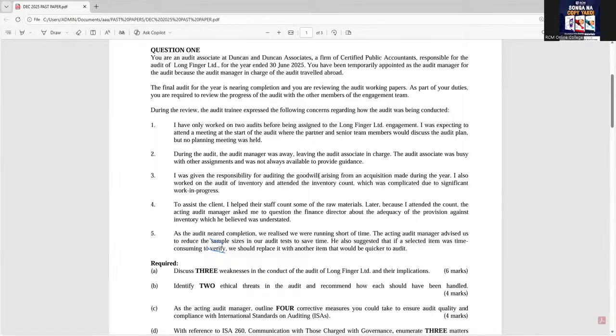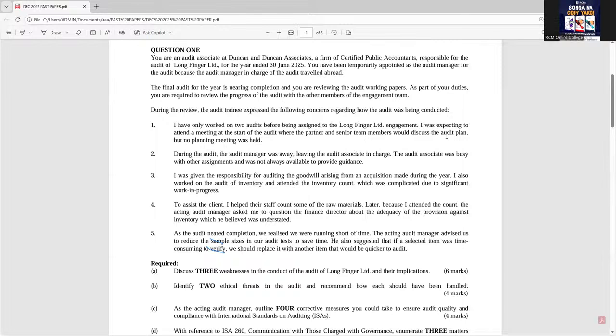So assigning a trainee who's just newly recruited, who doesn't have the relevant experience to conduct this kind of audit, which is very complex regarding group structures, where you have to identify how the goodwill was valued. So weakness number three you can identify is assigning a trainee to audit complex areas such as goodwill and inventory of significant work in progress. Those are the weaknesses that you could have identified. And of course, once you expound on them using what is happening in the case, then you could have scored the marks.